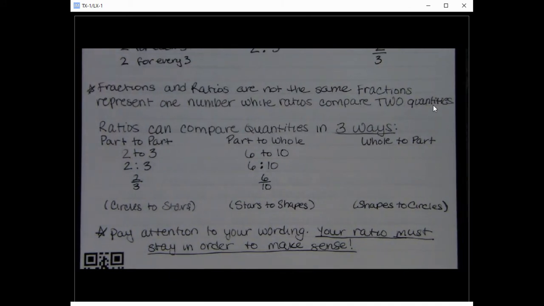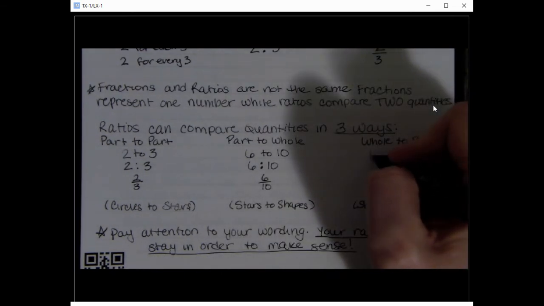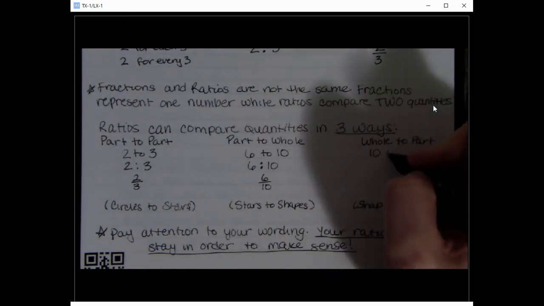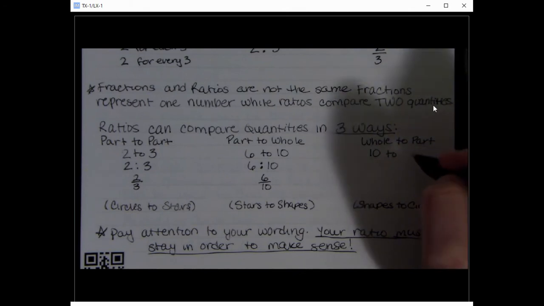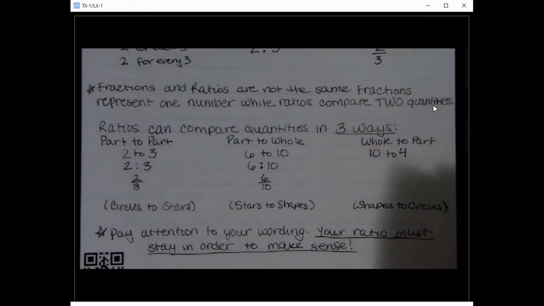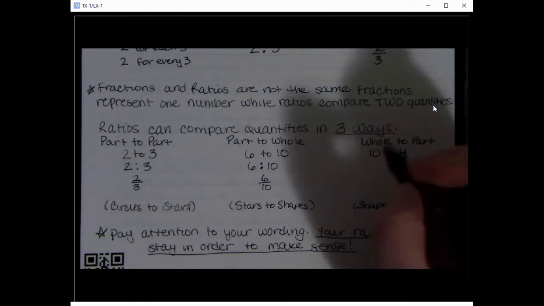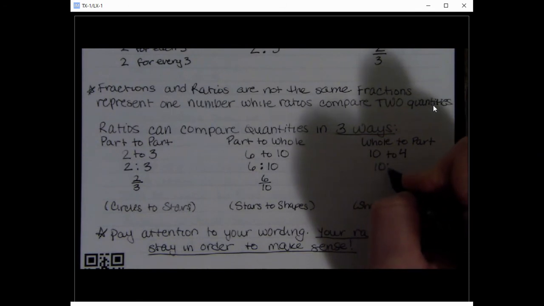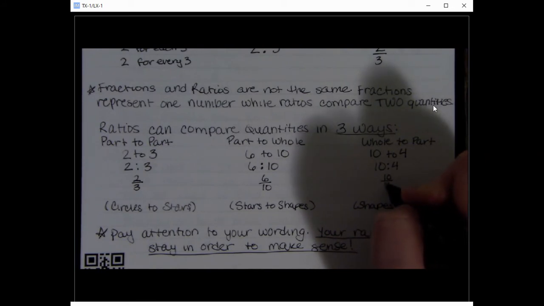And the third way is by taking the whole and comparing it to the part. So in this example, I have shapes to circles. In total, there were 10 shapes, and I'm comparing that to the 4 circles that I had. Again, of course, simplify it, but I am writing it in this form so that you can see where these numbers are coming from. So again, I can use my 2 dots, or I can put it in a fraction, which is not actually that fraction.